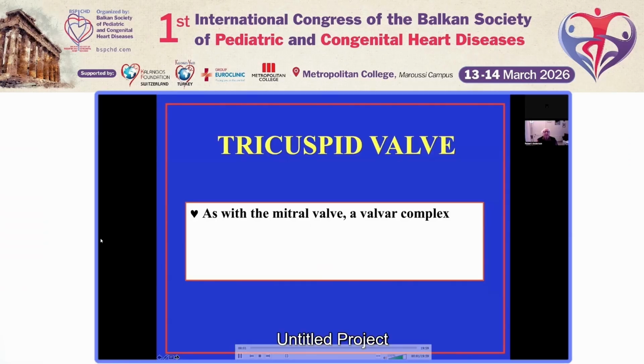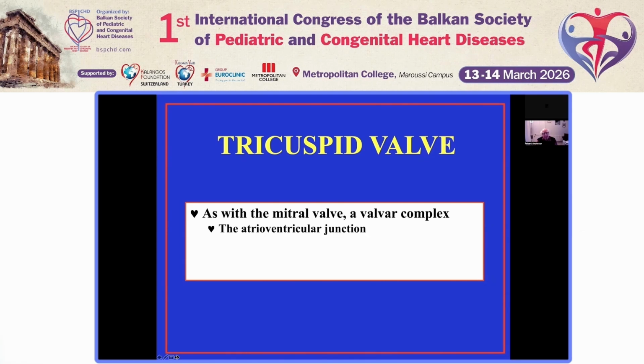And this time, we're talking about the tricuspid valve. And you'll not be surprised, since the tricuspid valve is an atrioventricular valve, then as with the mitral valve, I'm going to introduce it to you in terms of the valvar complex. And if you remember what we said about the mitral valve, you'll know that I'm going to introduce it on the basis of the atrioventricular junction, the leaflets, the tension apparatus, and the papillary muscles.